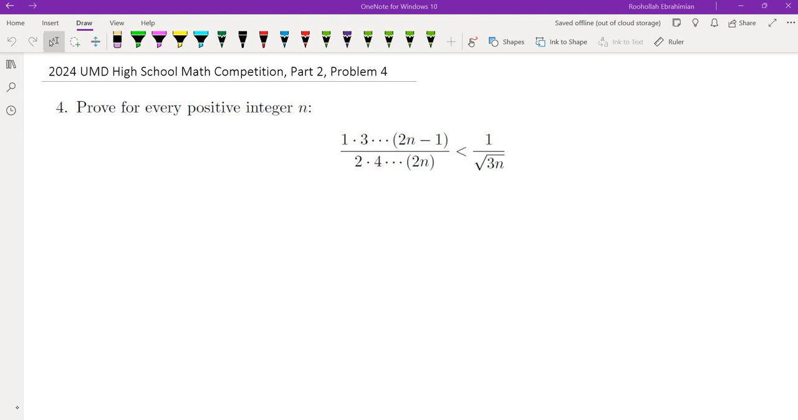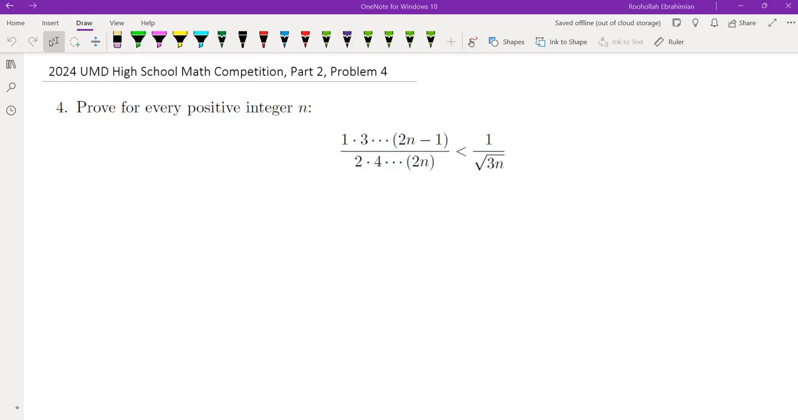Today we're going to go over problem 4 from the 2024 University of Maryland High School Math Competition Part 2. So here's the problem. The problem is asking us to prove an inequality for positive integer n. Okay, so the first method that we're going to try is naturally induction.